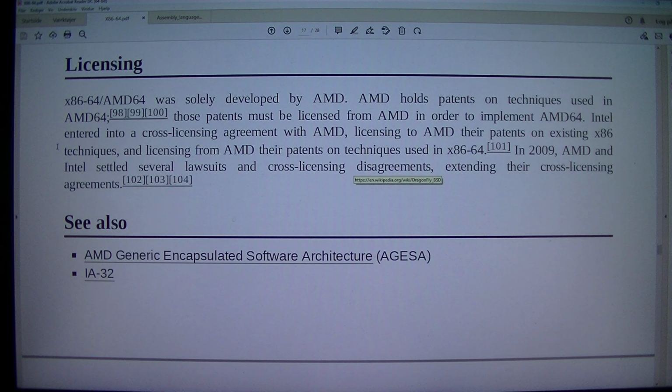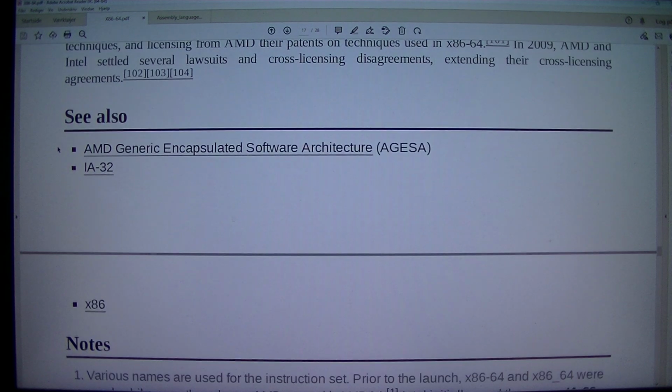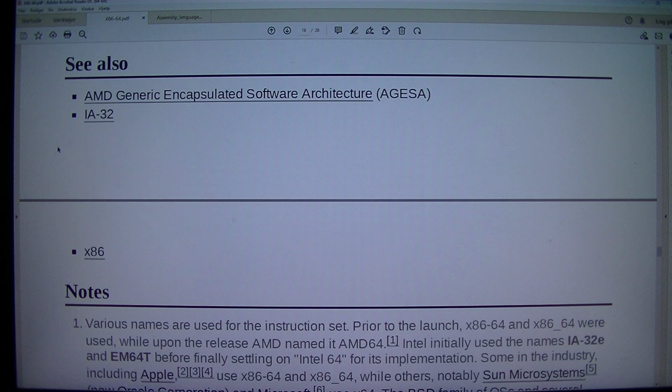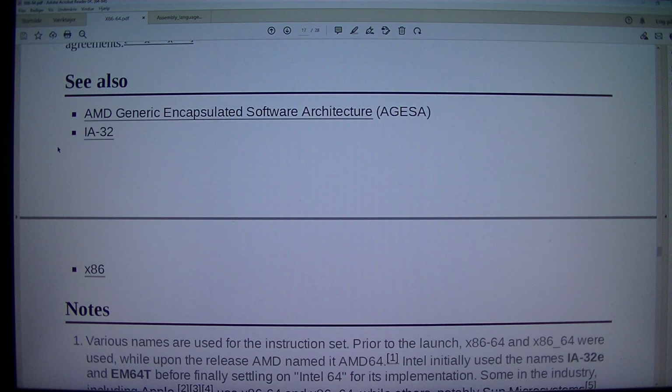Intel entered into a cross-licensing agreement with AMD, licensing to AMD their patents on existing x86 techniques, and licensing from AMD their patents on techniques used in x86-64. In 2009, AMD and Intel settled several lawsuits and cross-licensing disagreements, extending their cross-licensing agreements. See also: AMD Generic Encapsulated Software Architecture, AJSA.